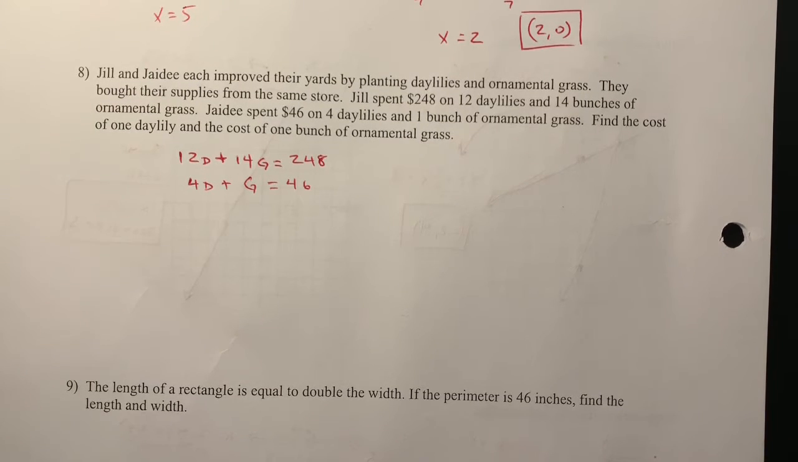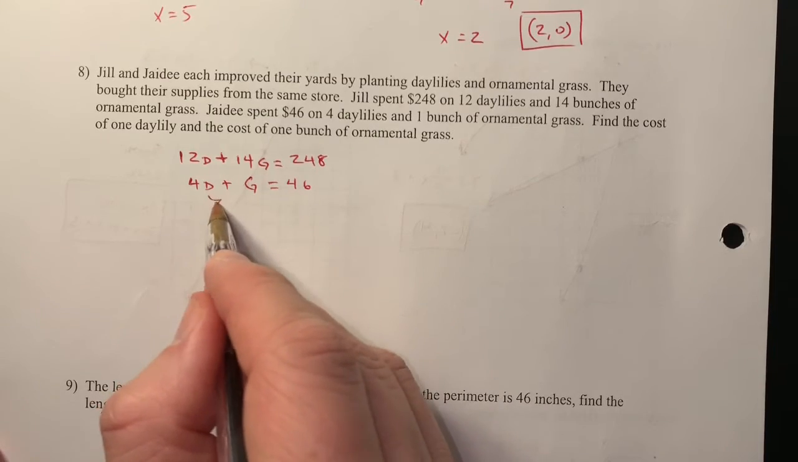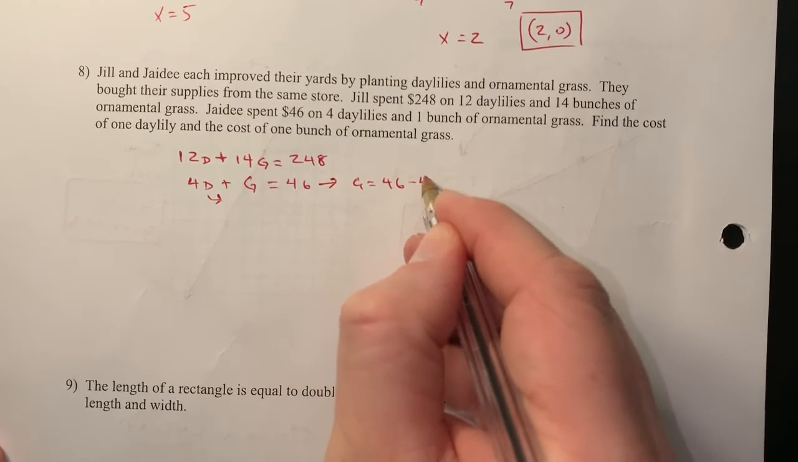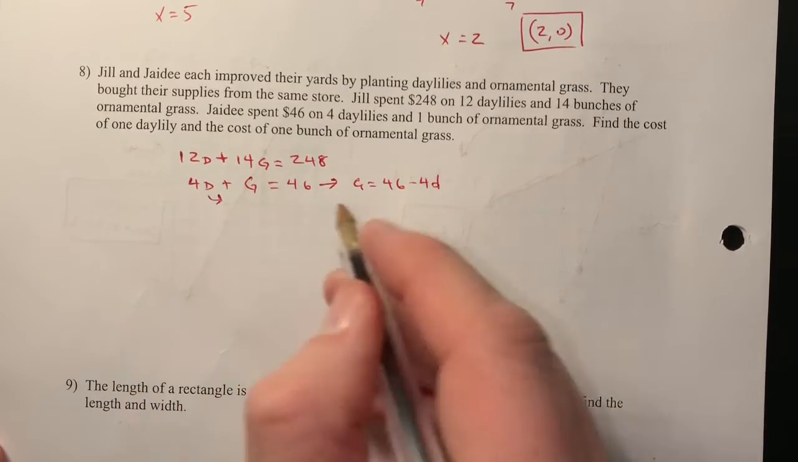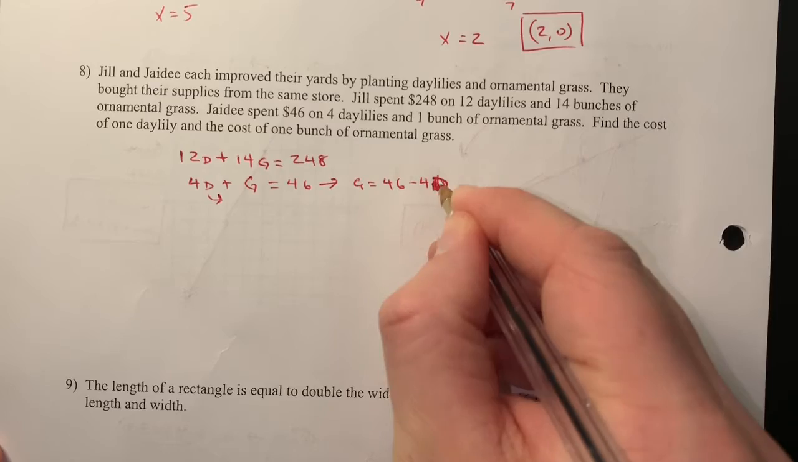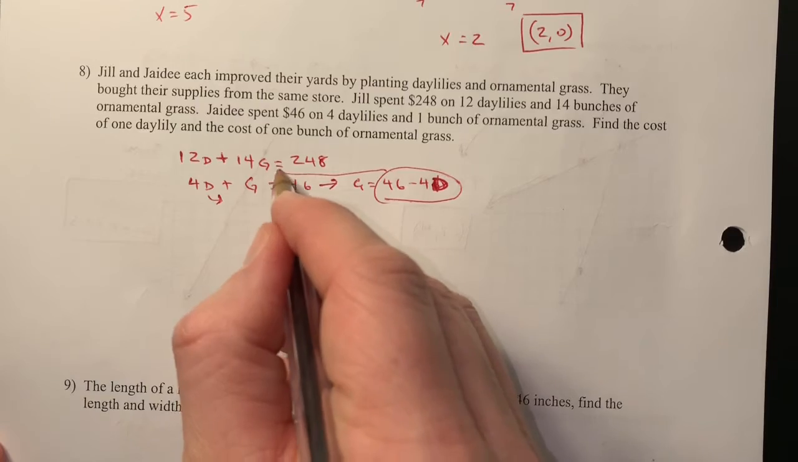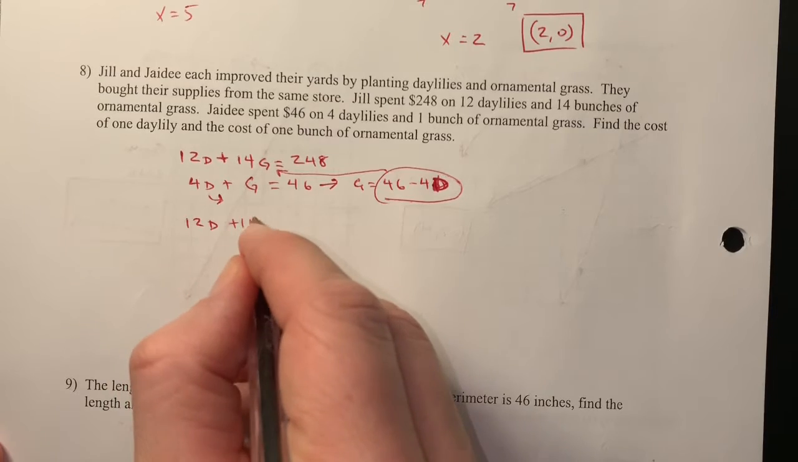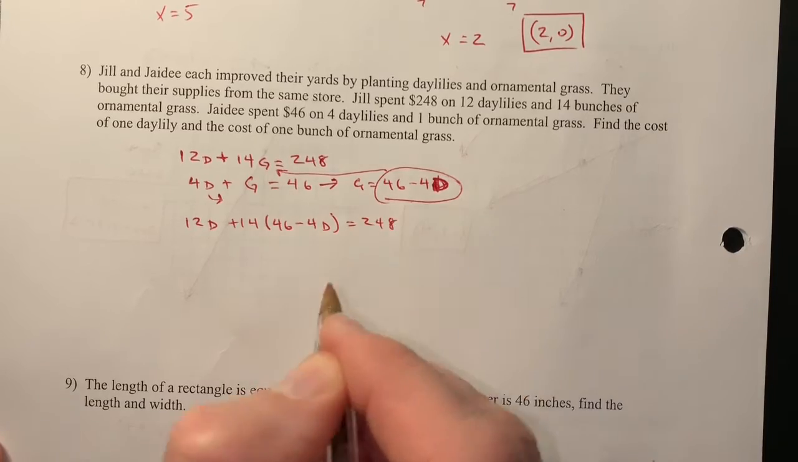Okay, so we can choose either to use substitution or elimination. I'm going to choose substitution. So in this bottom equation, I'm going to move this 4d to the other side. So I get g equals 46 minus 4d. Okay, and I went with capital there, so I'm just going to change that lowercase to a capital. Okay, so I can take that value for g and plug it in right there. So I have 12d plus 14 times (46 minus 4d) equals 248.